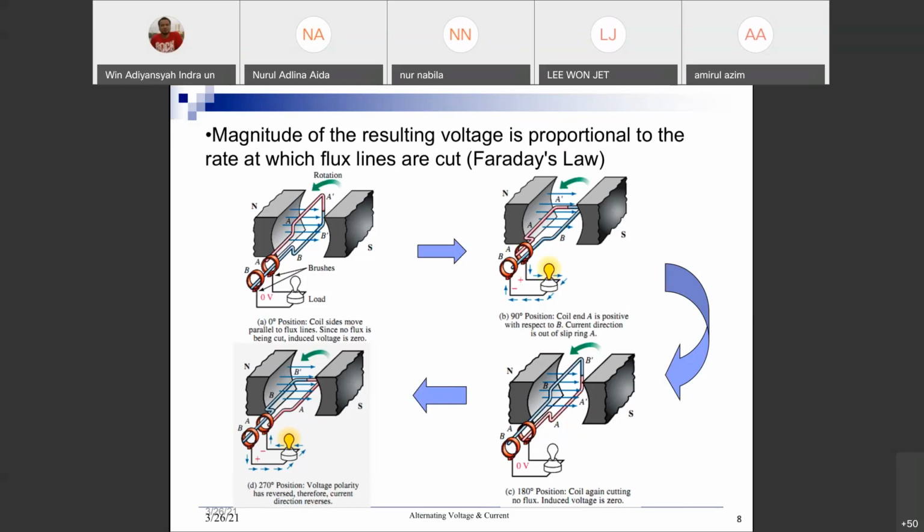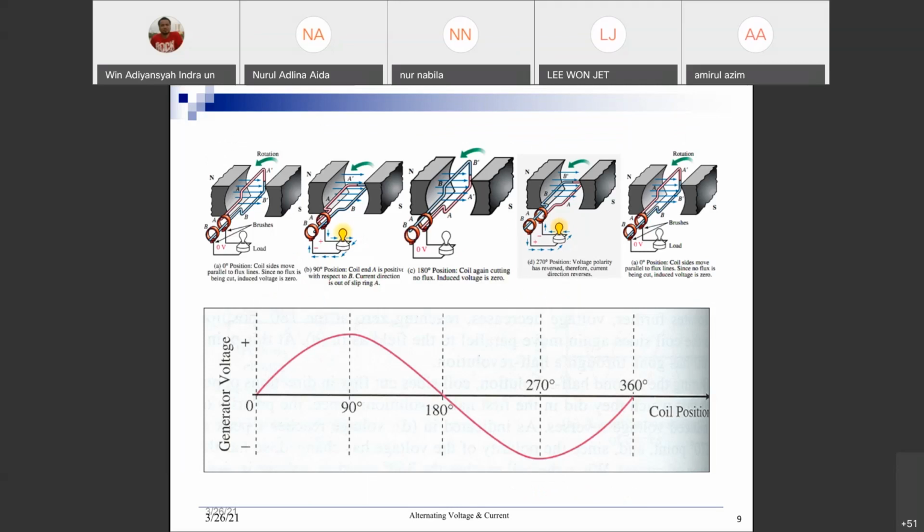This one is basically the detail of the coil that will generate AC. You can read this in detail in the textbooks. All of you have the textbooks. So this is the cycle that generates the AC.